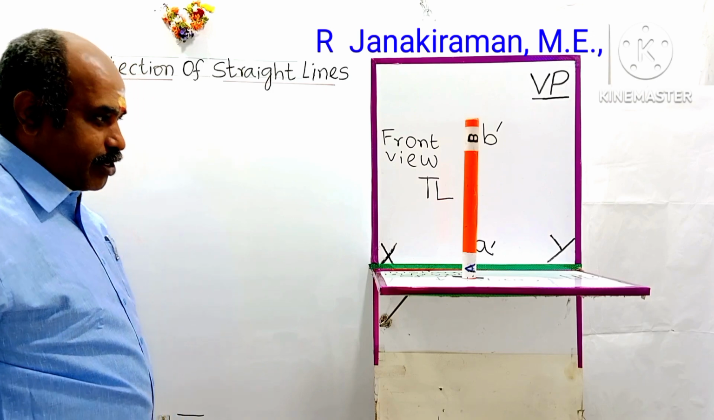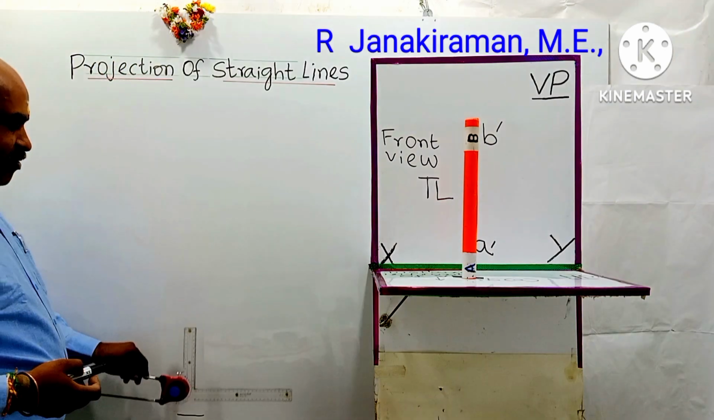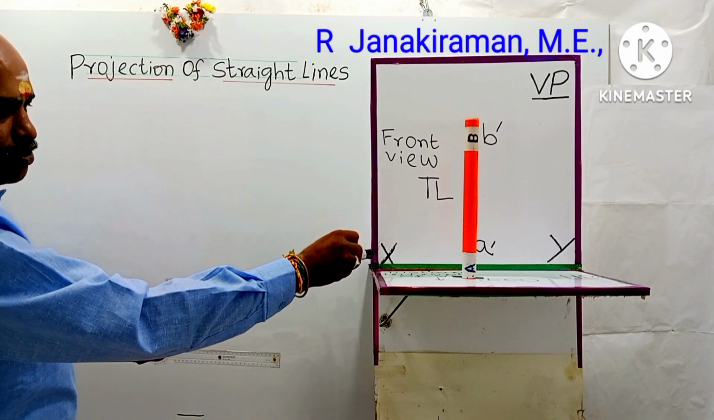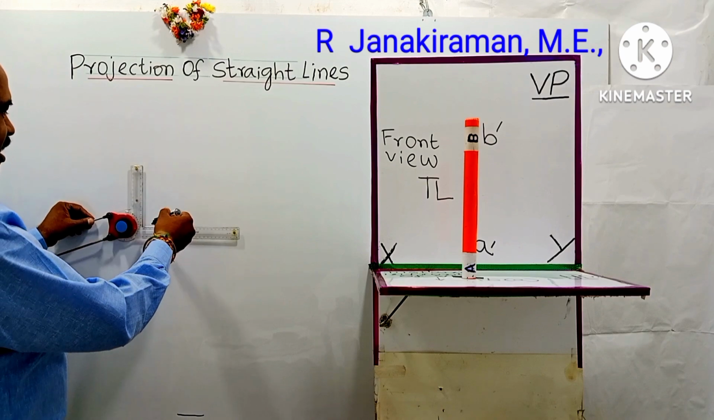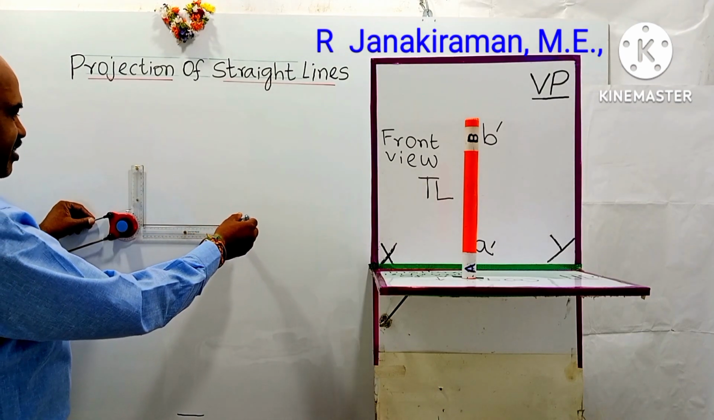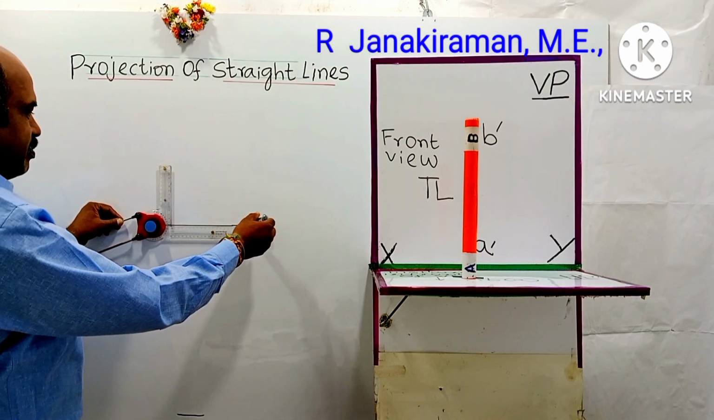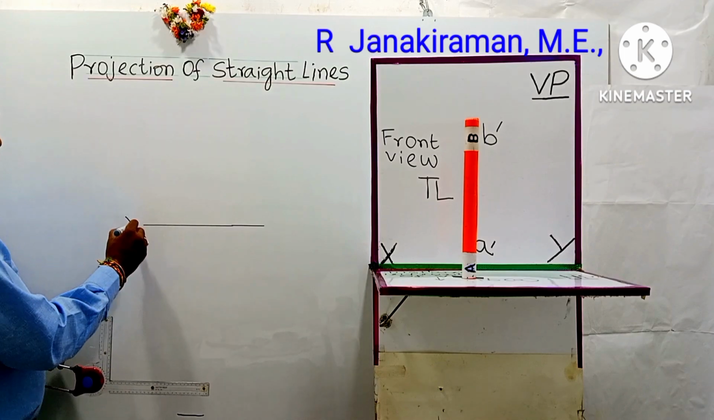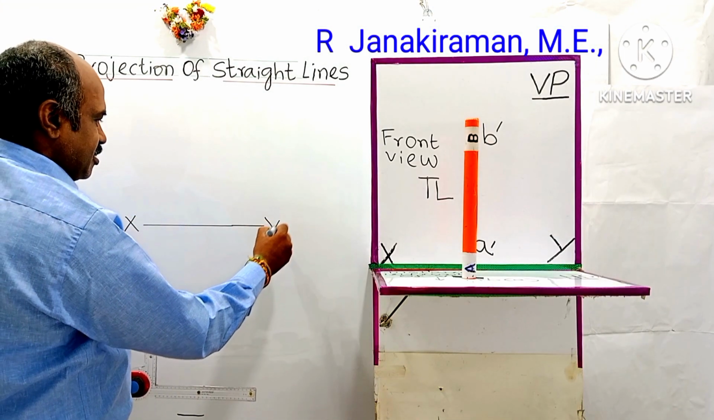Okay, so now we're going to draw the projections for this. First, draw the XY line. This is shown green in color. Horizontal line using the longer scale of a drafter, using H or 2H pencil. End points are marked as capital X and Y.